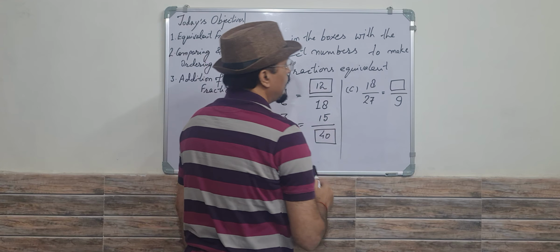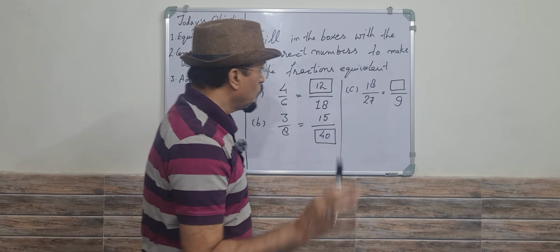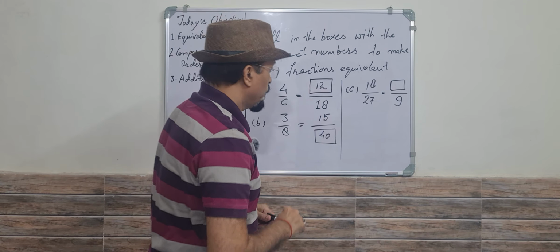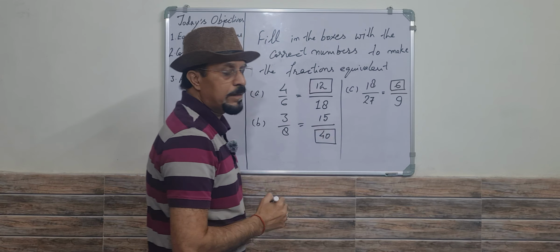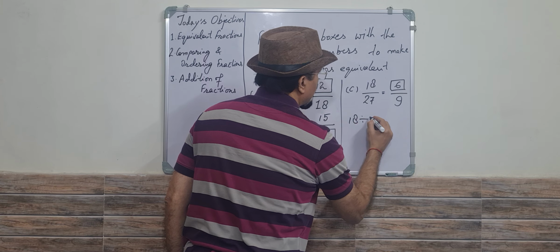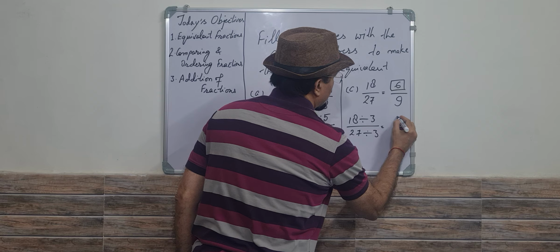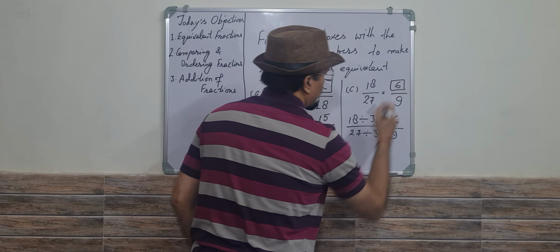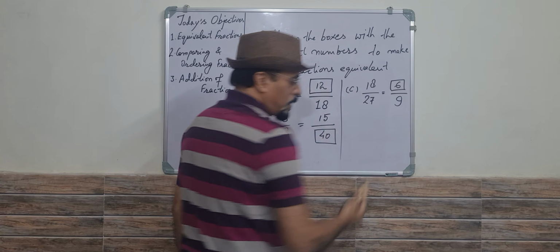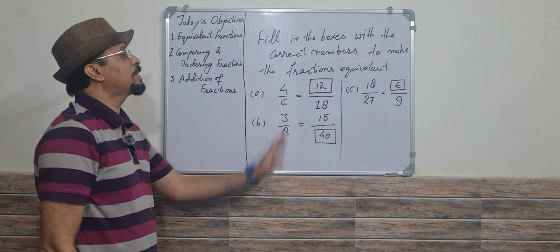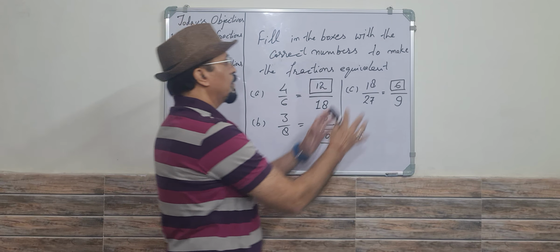So 3 9s are 27. When I will be dividing the denominator by 3, I will be dividing the numerator also by 3. So if I divide 18 by 3, I get 6. If I divide 18 by 3 and I divide 27 by 3, I get 6 upon 9. So 6 is the value which should be filled here. So by dividing the numerator and denominator with the same number, or by multiplying the numerator and denominator with the same number, we get the equivalent fractions.